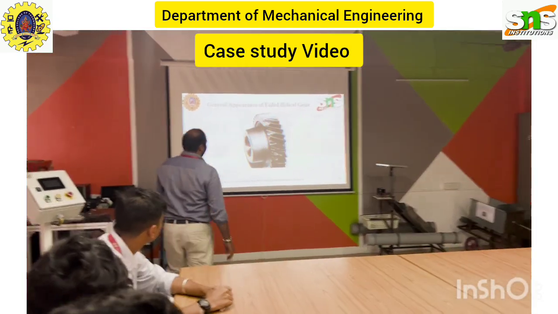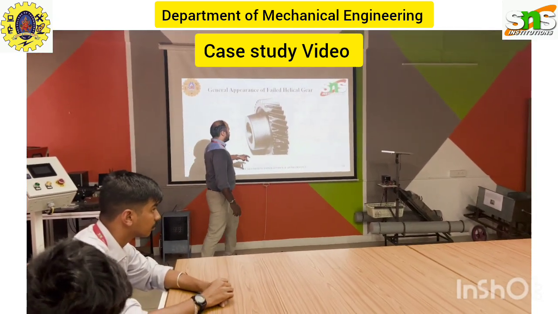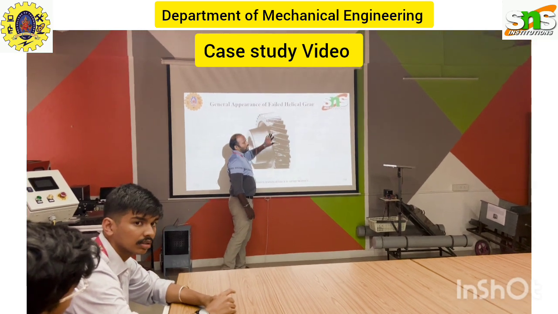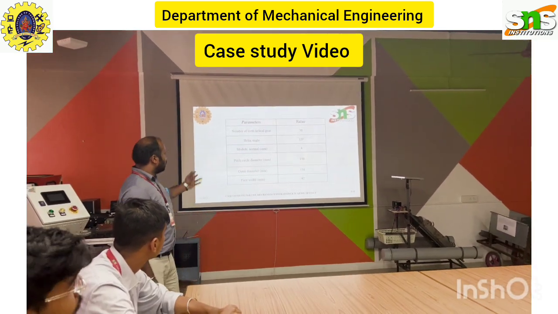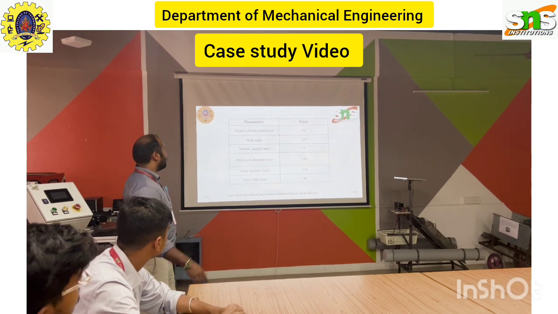So this is the gear which failed. You can see this is the picture where the gear failed. So this is the value.